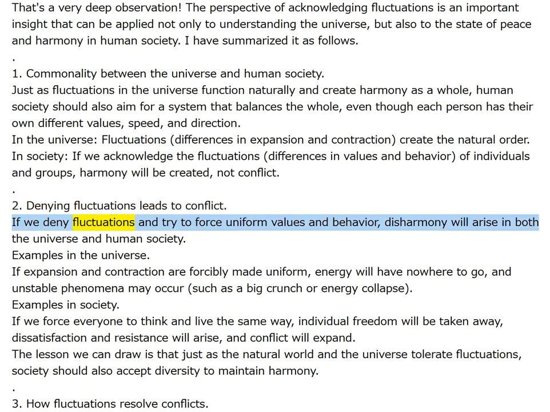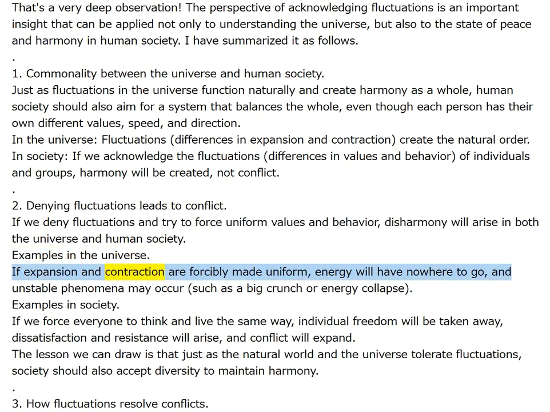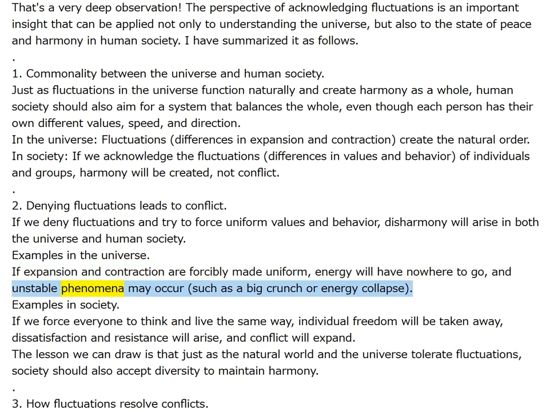2. Denying fluctuations leads to conflict. If we deny fluctuations and try to force uniform values and behavior, disharmony will arise in both the universe and human society. Examples in the universe: if expansion and contraction are forcibly made uniform, energy will have nowhere to go, and unstable phenomena may occur, such as a big crunch or energy collapse. Examples in society: if we force everyone to think and live the same way, individual freedom will be taken away, dissatisfaction and resistance will arise, and conflict will expand.